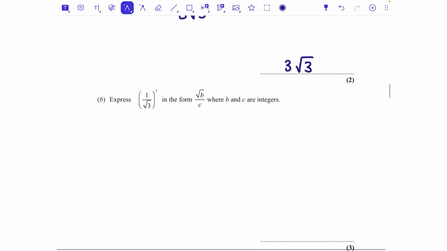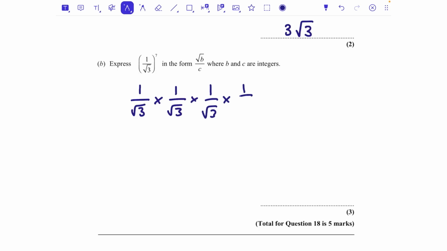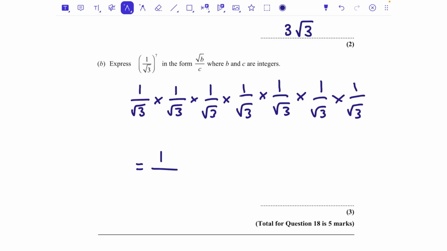For part B, we're going to express 1 over root 3 to the power of 7 in the form root b over c. Well, what does that mean? It means 1 over root 3 times 1 over root 3 times 1 over root 3, and we're multiplying it by itself. 1, 2, 3, 4, 5, 6, 7. Now we know that when we times fractions, we just do the top times the top and the bottom times the bottom. So all of those numerators are timesing together, which just makes 1. 1 times 1 times 1 times 1, 1 to the power of 7 is just 1.